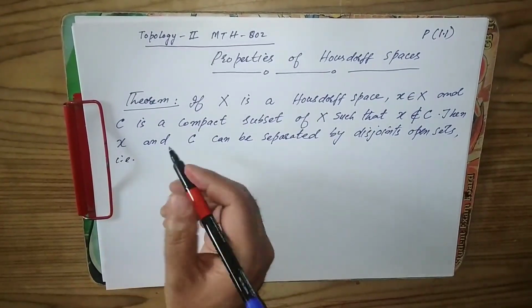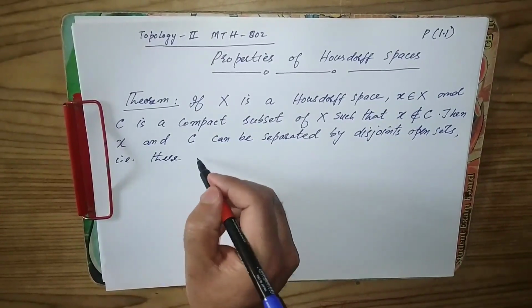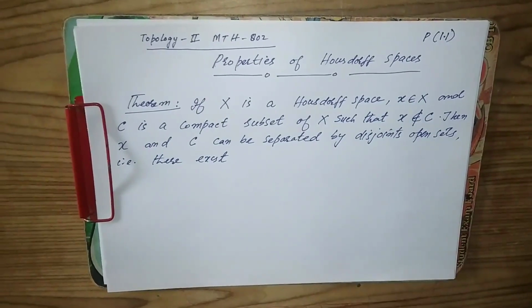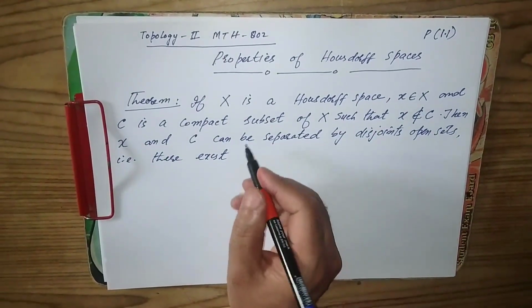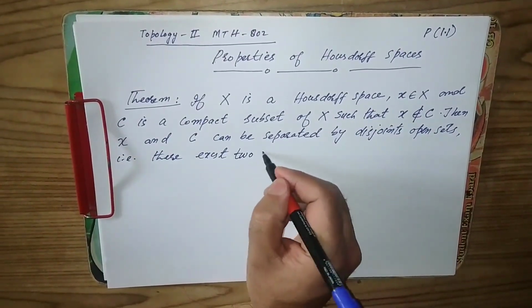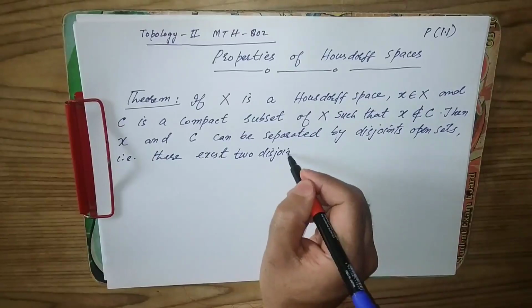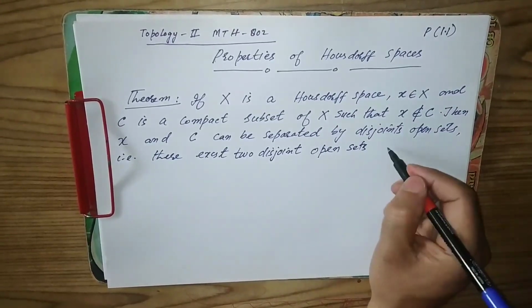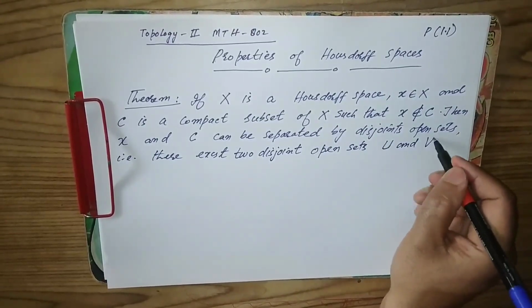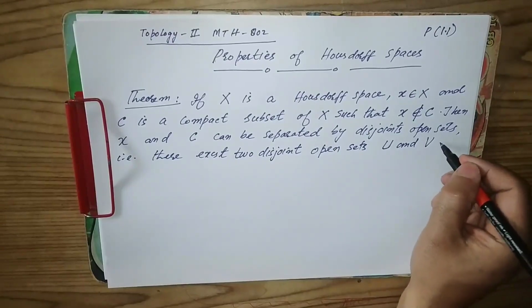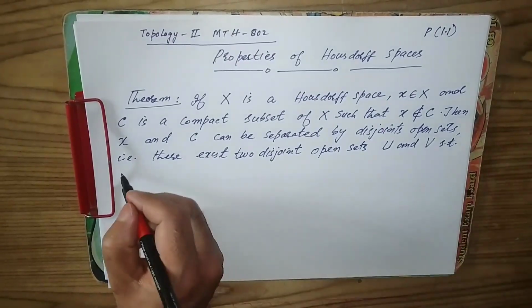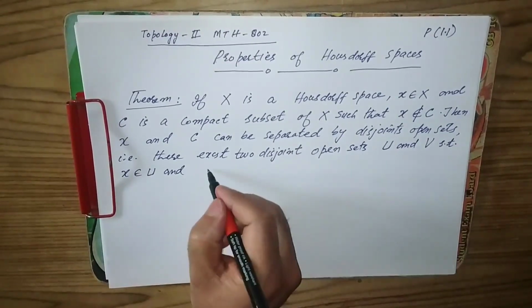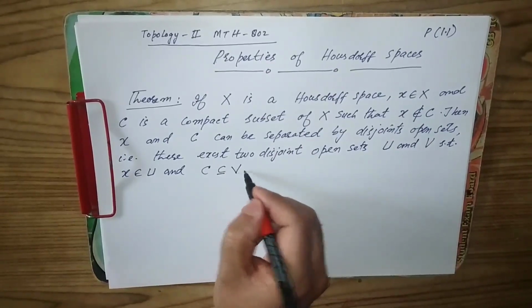That is, there exist two disjoint open sets U and V such that x belongs to U and C is a subset of V.